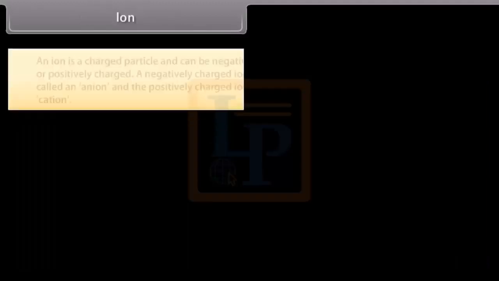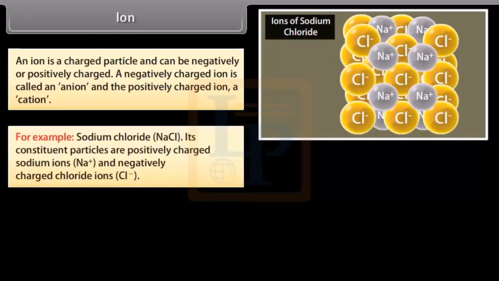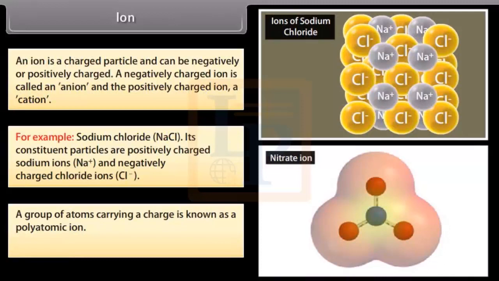Ion. An ion is a charged particle and can be negatively or positively charged. A negatively charged ion is called an anion, and a positively charged ion is called a cation. For example, sodium chloride. Its constituent particles are positively charged sodium ions and negatively charged chloride ions. A group of atoms carrying a charge is known as a polyatomic ion. Example, nitrate ion.